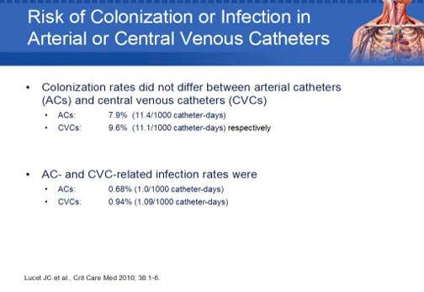Next, they looked at catheter-related infection rates. For arterial catheters, the rate was about 0.68%. For central venous catheters, 0.94%. When looked at as a rate, it was 1 per 1,000 catheter days with arterial catheters and 1.09 per 1,000 catheter days for central venous catheters. Again, statistically not a significant difference between the two, and also very similar to what Coe and colleagues found for peripheral arterial catheters.